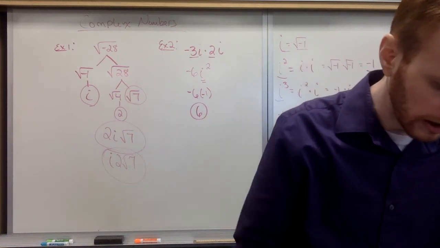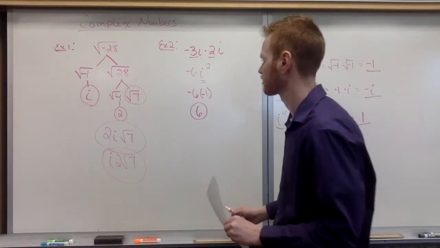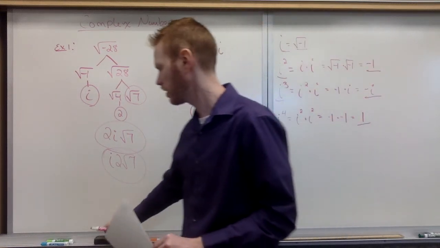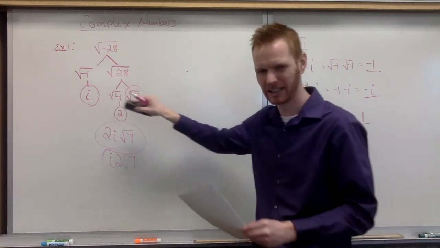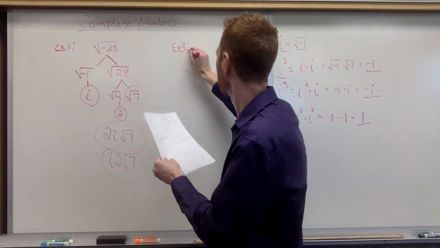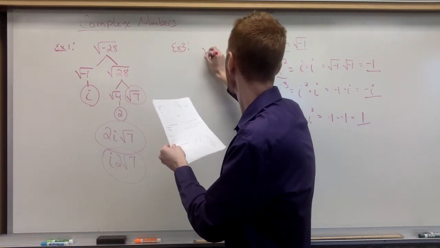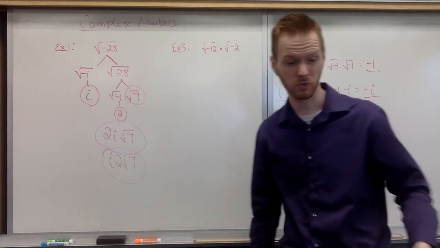All right, let's continue. I'm going to erase this one. I want to keep this one up just for right now. We'll make this example 3. Okay, let's do the square root of negative 12 times the square root of negative 2.